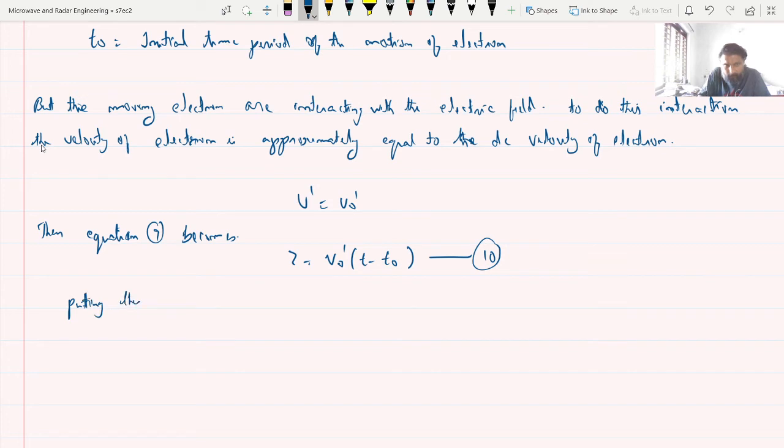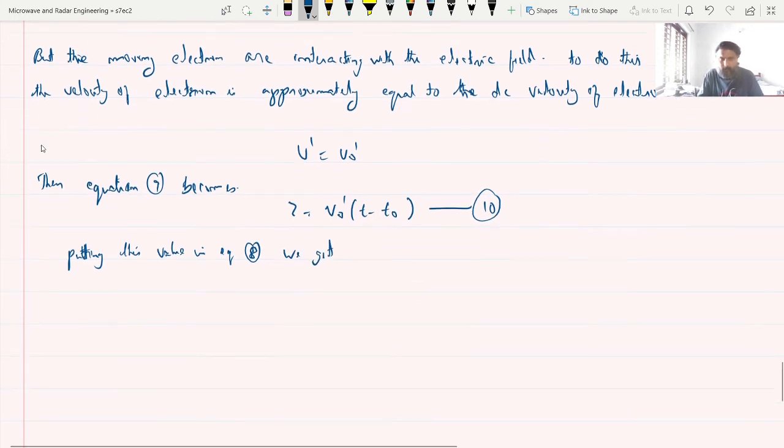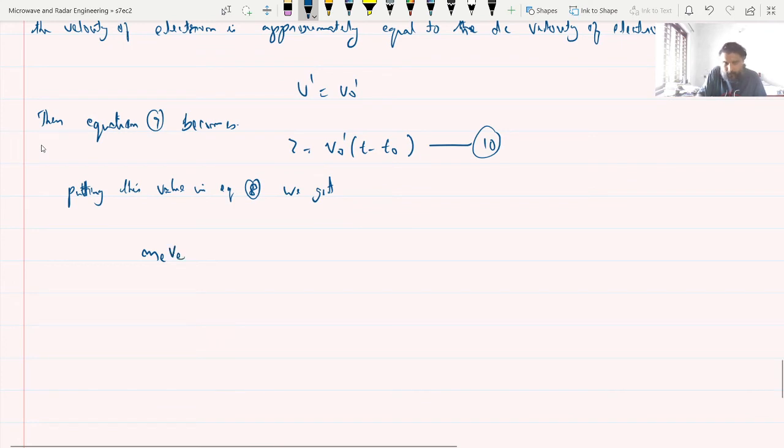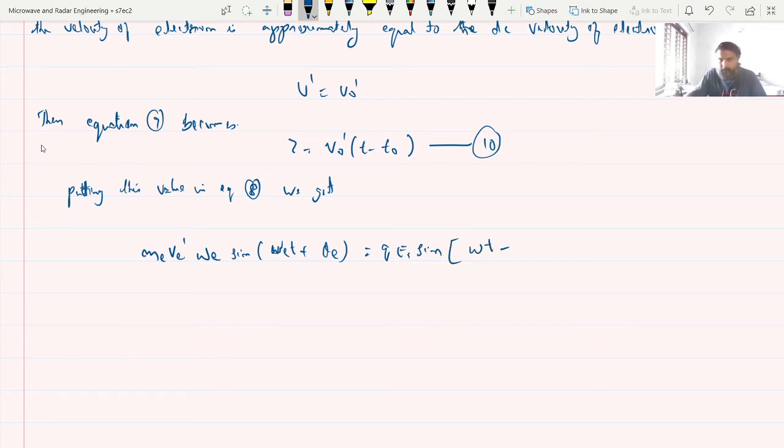Putting this value in equation 8, we get m_e V dash omega_e sin(omega_e t plus theta_e) must be equal to q E1 sin(omega t minus beta_p z), where z is V naught dash into (t minus t naught). Call it as equation number 11.